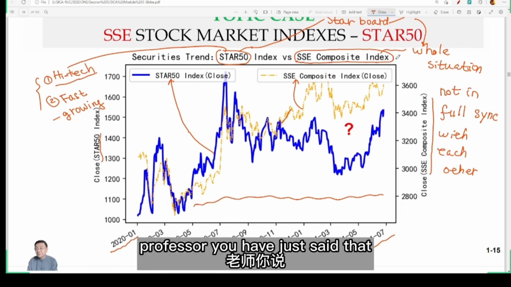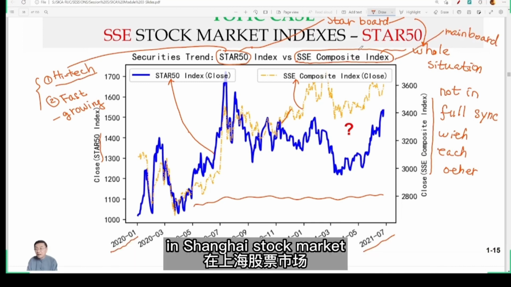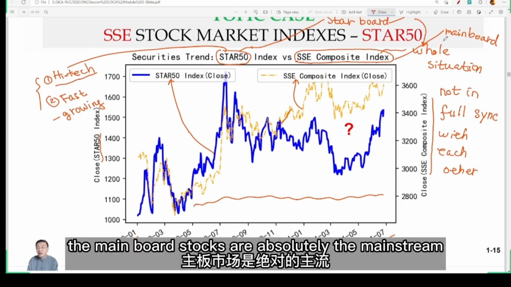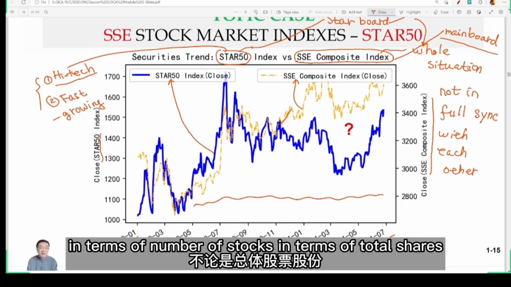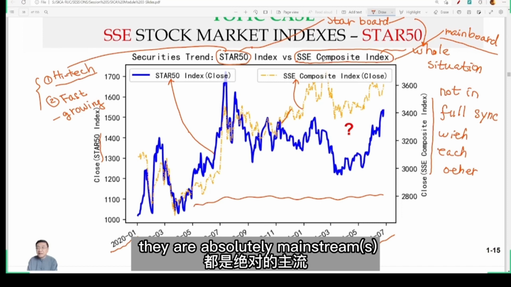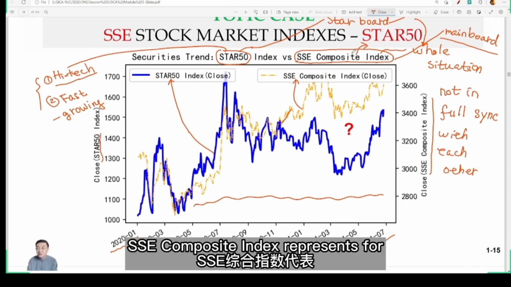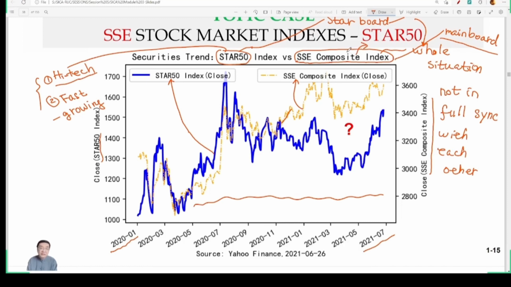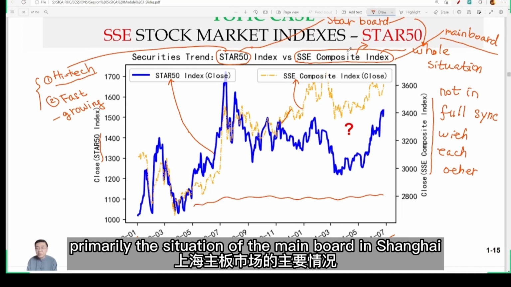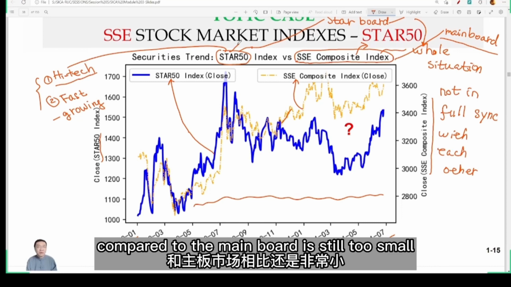You may have the question: Professor, you have just said that this represents the whole market situation in Shanghai. However, in the Shanghai stock market, the main board stocks are absolutely the mainstream in terms of number of stocks, total shares, total values, almost every measurement. So sometimes we say that the SSE Composite Index represents primarily the situation of the main board in Shanghai. The Star Board in Shanghai, compared to the main board, is still too small.